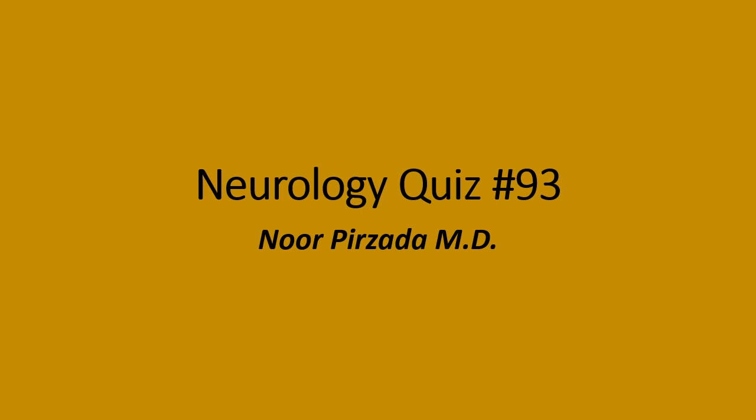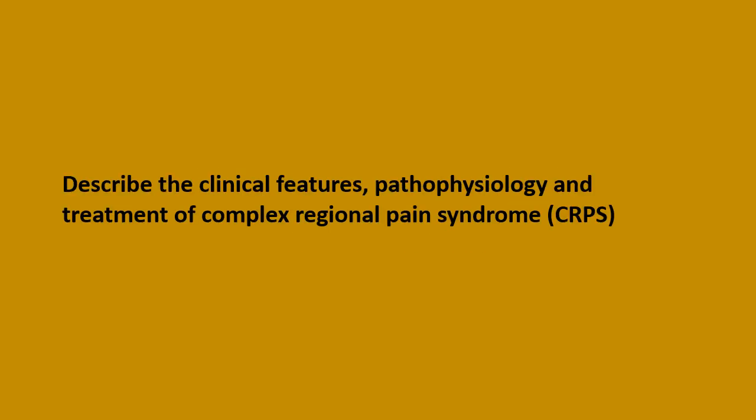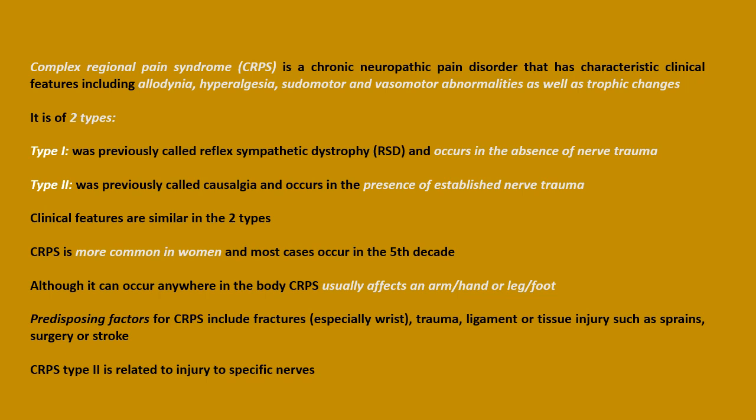Neurology Quiz number 93. Describe the clinical features, pathophysiology, and treatment of complex regional pain syndrome, or CRPS. CRPS is a chronic neuropathic pain disorder that has characteristic clinical features including allodynia, hyperalgesia, pseudomotor and vasomotor abnormalities, as well as trophic changes. It is of two types.